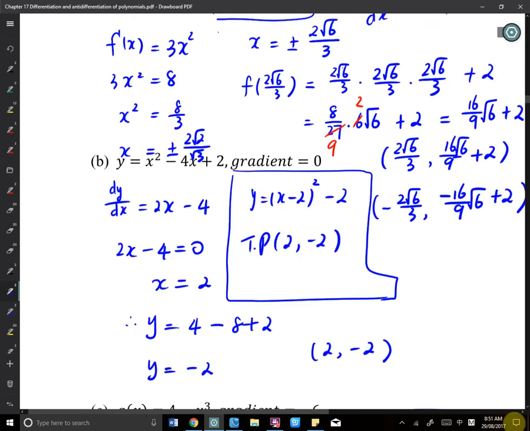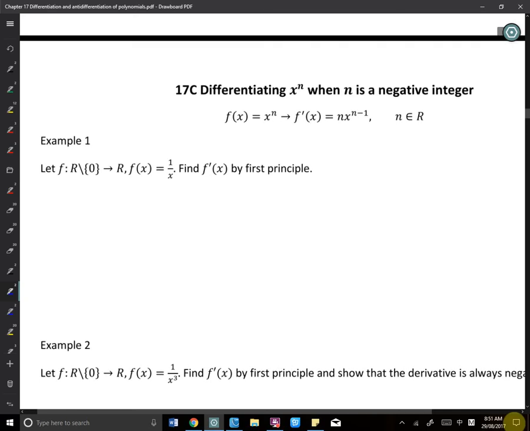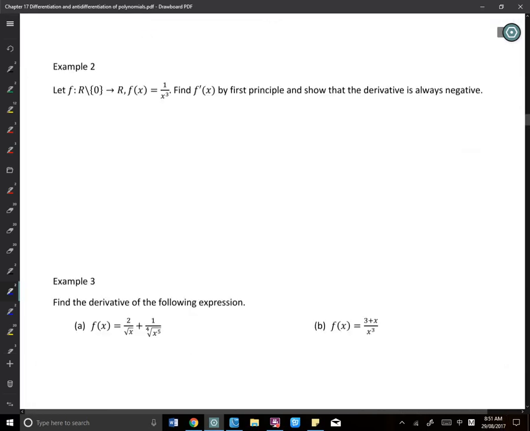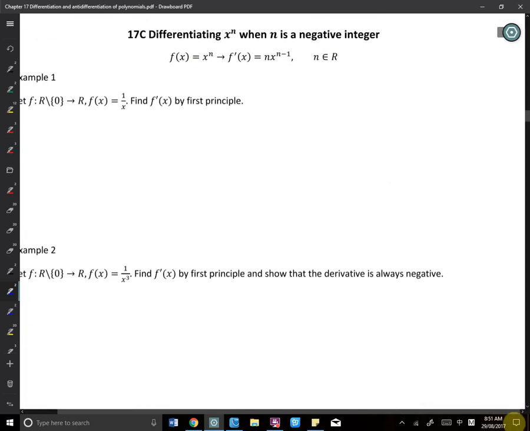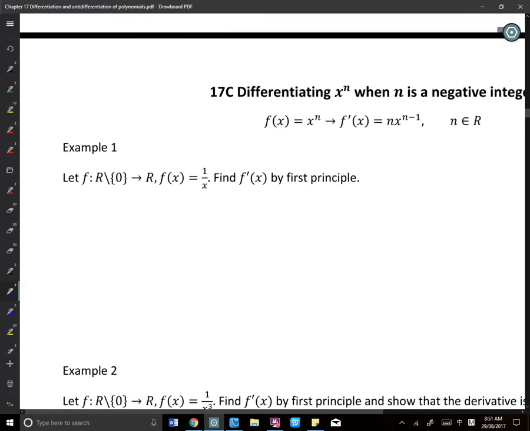Okay, that's exercise C. Just check your answers. Okay, next one is exercise C. Last one is B. And exercise C, I'm going to do the first principle with you together for this one.